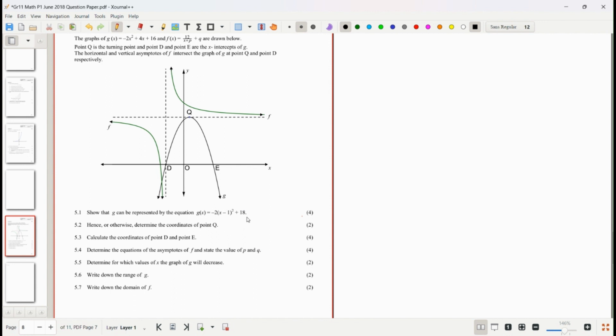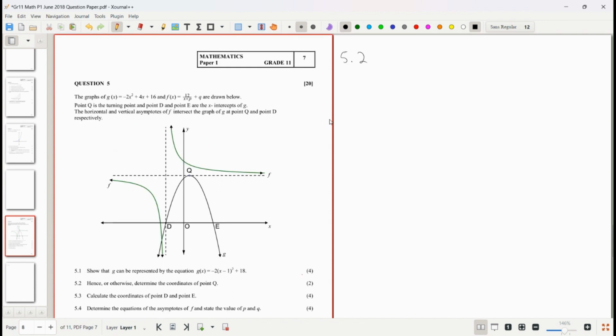So if we know the turning point of g of x, we can know the coordinates of Q, because Q here is the turning point, right? So what we need to do now is write the coordinates of the turning point. So we can write here, turning point or TP, right?